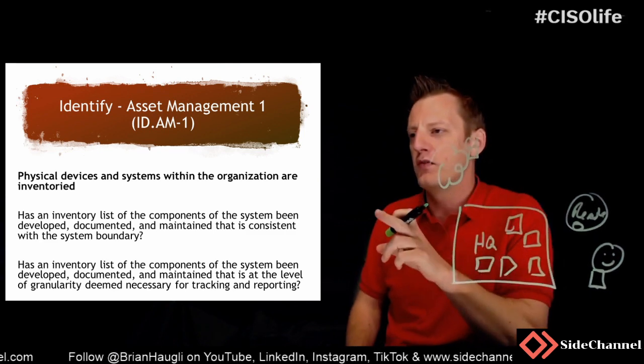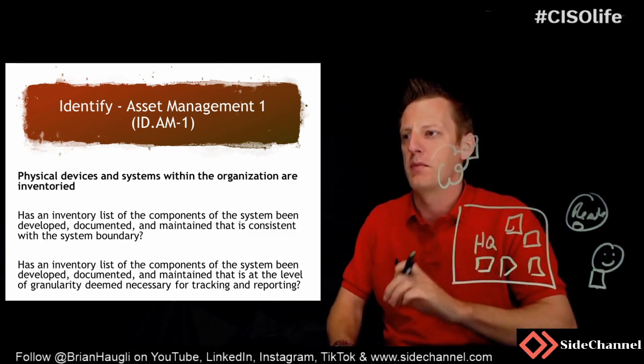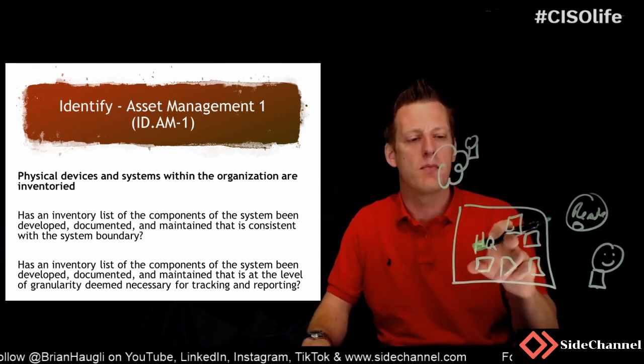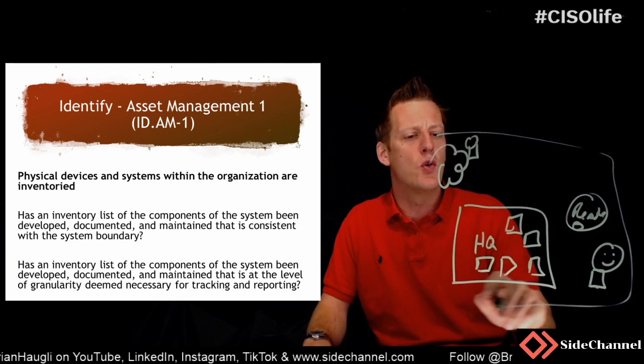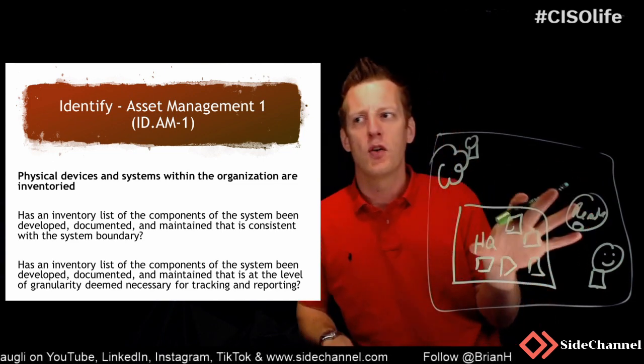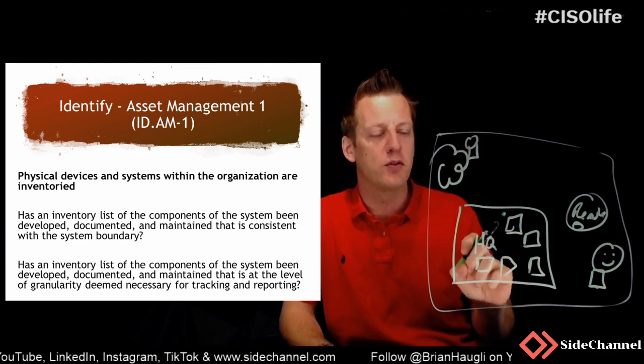So, do you have an inventory list of the components of the system that have been developed, documented, and maintained that is consistent within the system boundary? When you look at this question, you want to look at everything that you own being the system boundary for your organization. Physical devices. So starting with that.